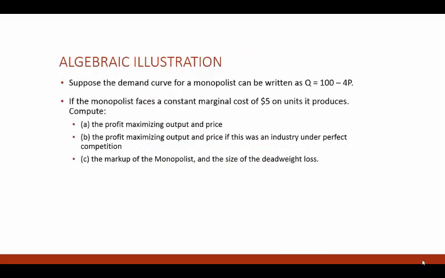Let's walk through a numerical example. Suppose the monopolist faces a demand curve Q is equal to 100 minus 4P, and she has a marginal cost of $5 on each unit she produces. We can go ahead and compute her output choice and price, and then compare that with if instead this was a perfectly competitive industry.